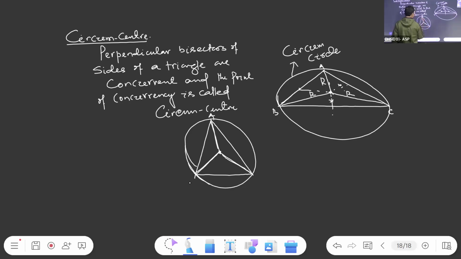A, B, C. If O is the circumcenter, then OA is equal to OB is equal to OC is equal to the circumradius, that is R. Clear?